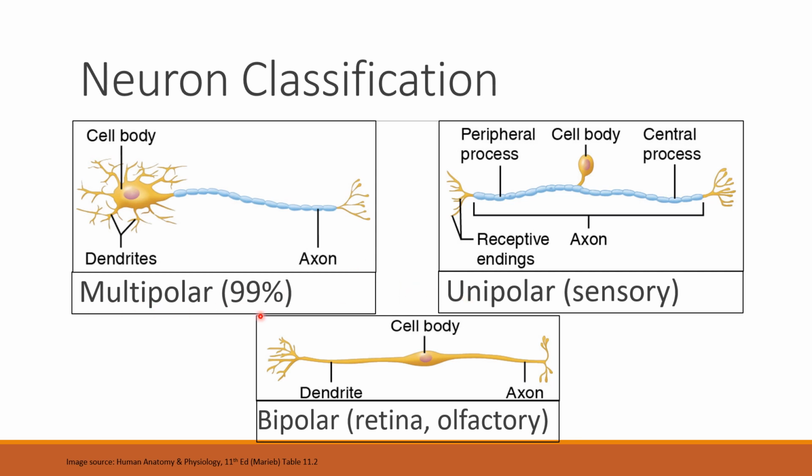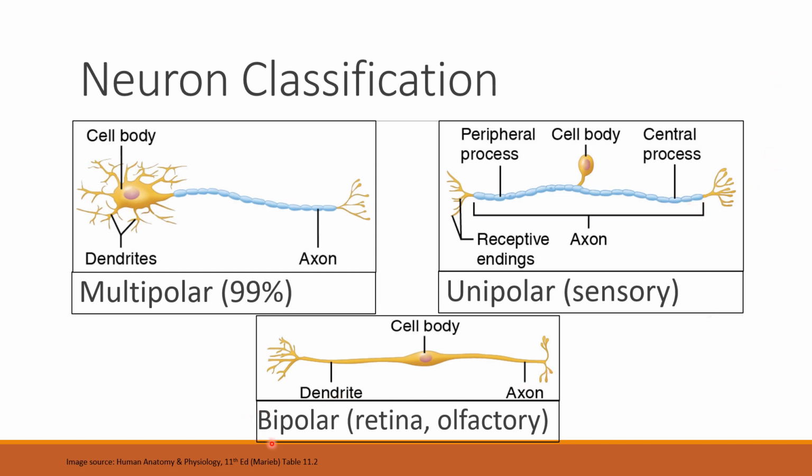That's multipolar. Then you can have unipolar, which means it just goes in one direction. You have a cell body here, a long axon, and the receptors over here, and then it comes over here and sends the signal. These are like sensory neurons. In your skin, the sensation of touch will be picked up by this unipolar neuron and bring that sensation back to the central nervous system through various tracts.